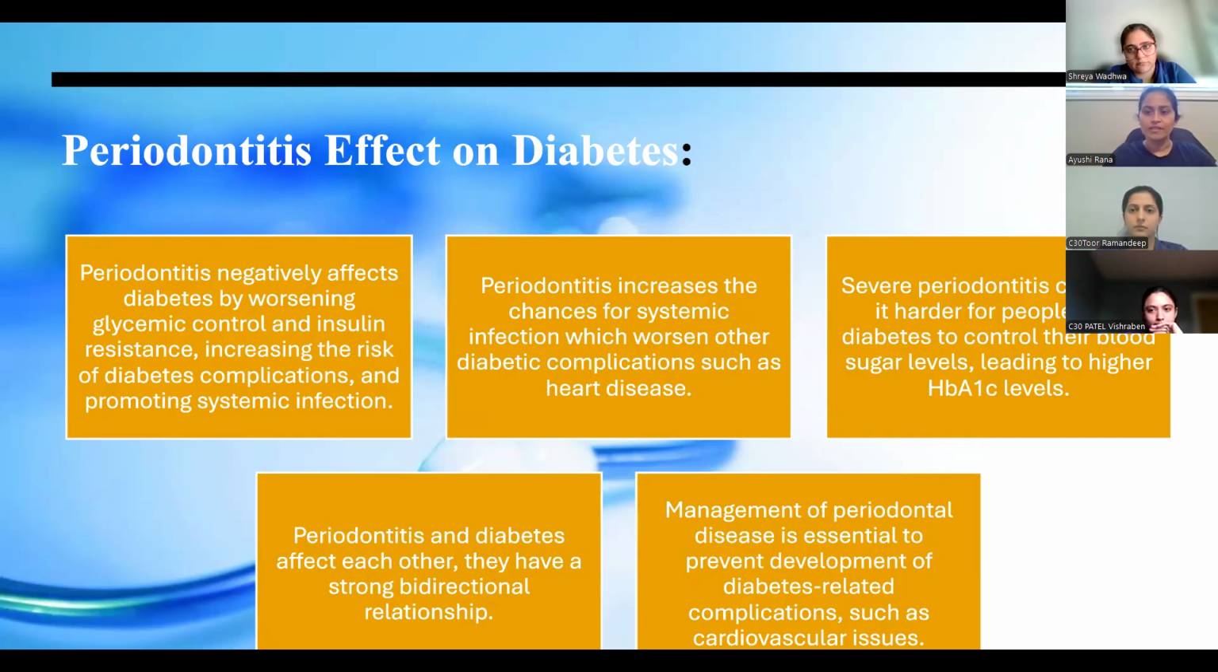Severe periodontitis can make it harder for people with diabetes to control their blood sugar levels, leading to higher HbA1c levels. Periodontitis and diabetes affect each other. They have a strong bidirectional relationship, that is a two-way relationship. Management of periodontal disease is essential to prevent development of diabetes-related complications such as cardiovascular issues.